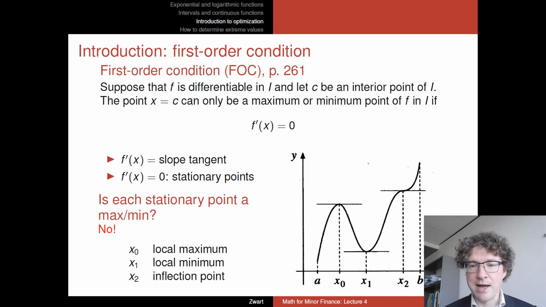So these are 3 examples of points where the function is stationary. So f prime at these points is 0, but none of these 3 points are the actual maximum or minimum of this graph. If you look at this graph, you'll see where the actual maximum and minimum are. They occur at the boundaries. So this is the actual maximum of this function if it's included, and this is the actual minimum, provided that a is included in the interval.